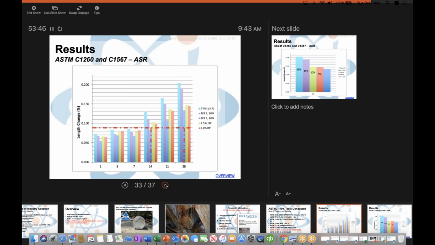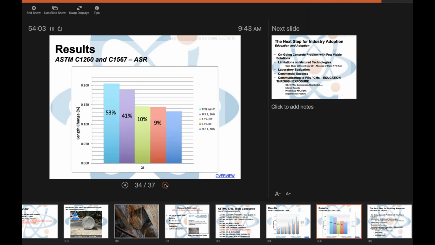So we have more Portland cement in both of these mixes. The Juno XP enhanced mixes, the ASCM enhanced mixes are almost acting like the 20% good class F fly ash mix. Next slide, please. And I wanted to zoom in on it.